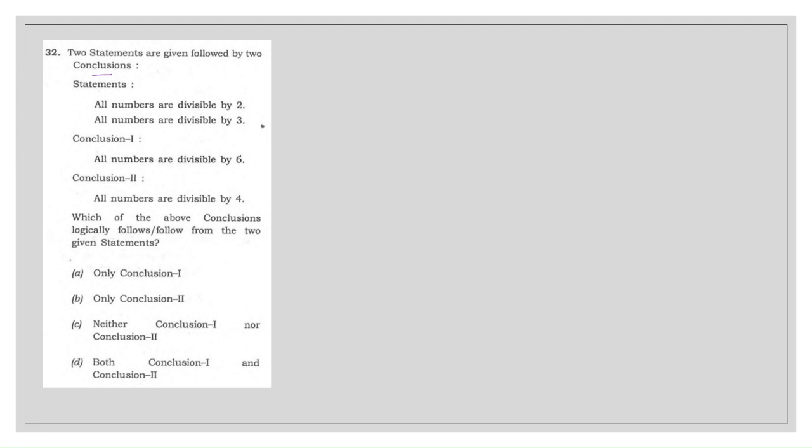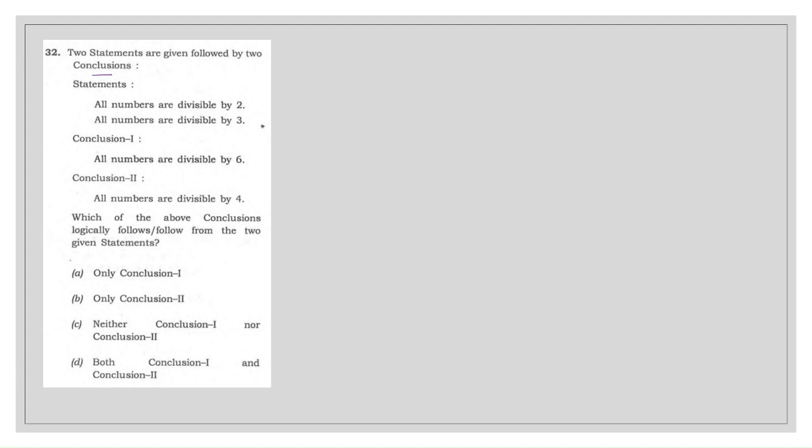So basically on the basis of these two statements, whatever inference we can get is written here, like whether the numbers are divisible by 6 or they're divisible by 4. So on the basis of these two statements, we need to find out whether these conclusions are true or not, like they logically follow these two statements or not.